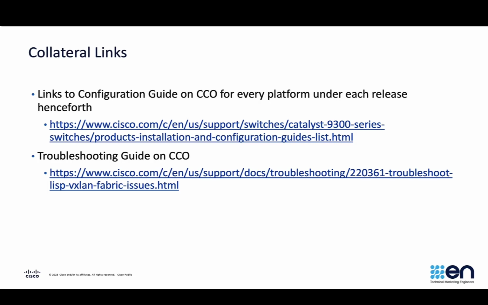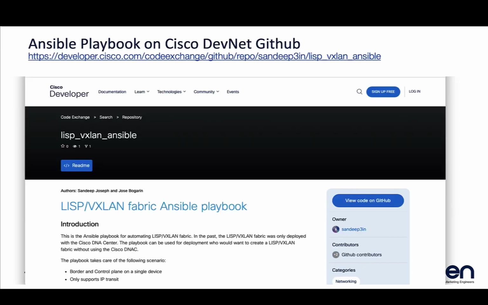These are the collateral links on CCO. The config guides are here. You can use that to form the command set that you need to deploy the fabric in your network. The troubleshooting guide is published on CCO as well, as you can see. We recently posted an Ansible playbook on the Cisco DevNet GitHub site, so you can use that to again customize for your network, and you can use that Ansible playbook to orchestrate the fabric in your network.